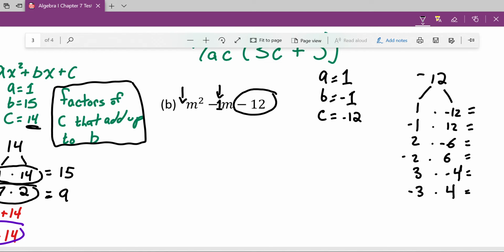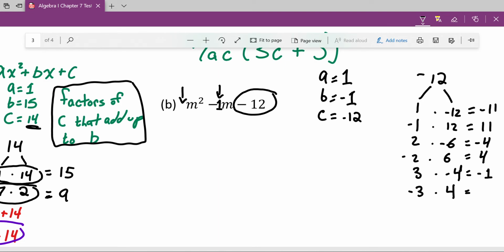So 1 plus a -12 is -11. Okay, -11 is not -1. -1 plus 12 is +11. Again, not it. 2 plus a -6 is just -4. -2 plus 6 is +4. 3 plus -4 is -1.